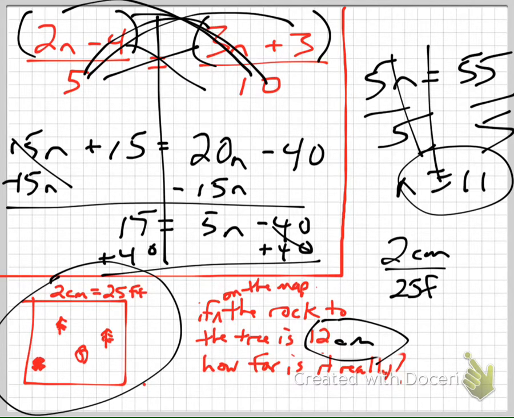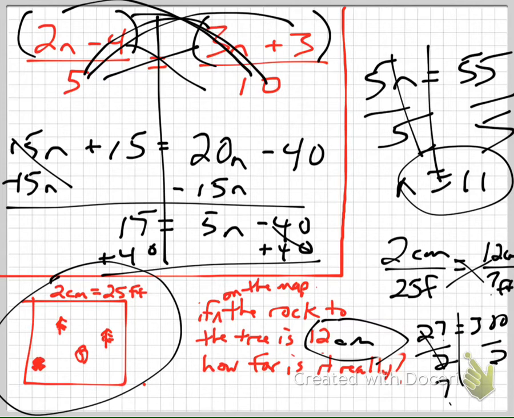The tree is 12 centimeters. How far is it really? I meant centimeters. This is what you would have done: 2 over question mark equals 12 centimeters over how many feet? So 2 times the question mark equals 12 times 25, which is 300. Divide by 2, question mark equals 150. I messed up by putting inches here.